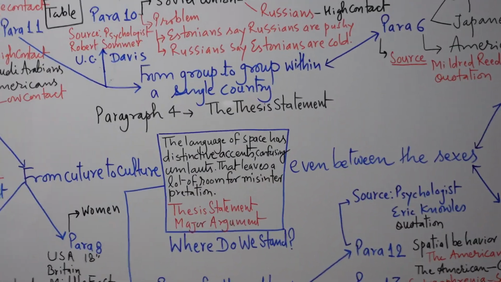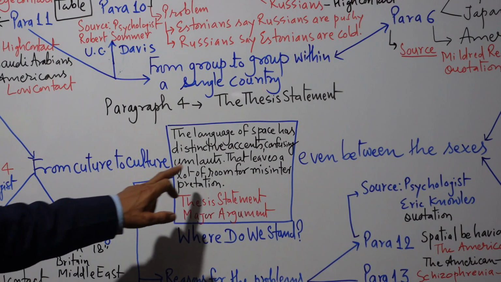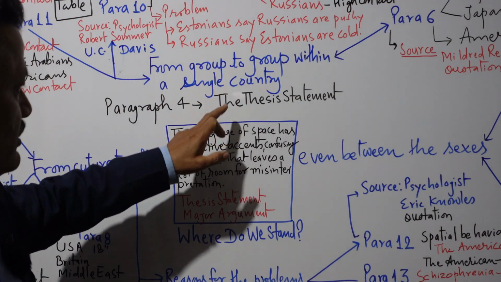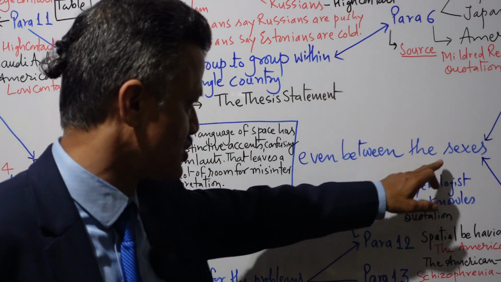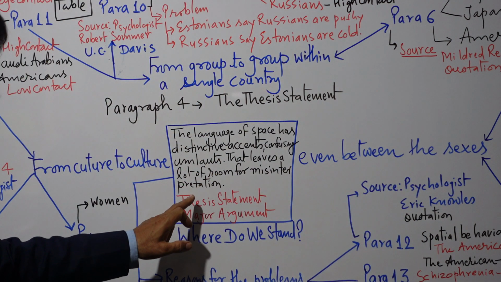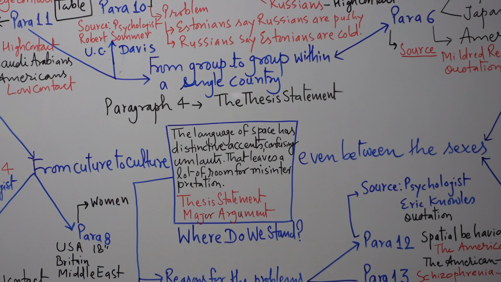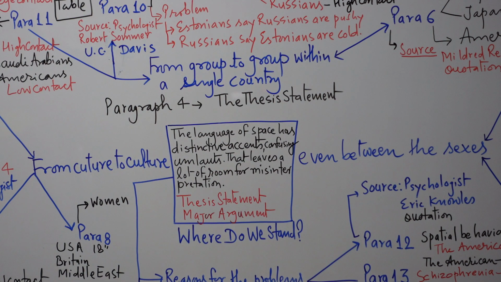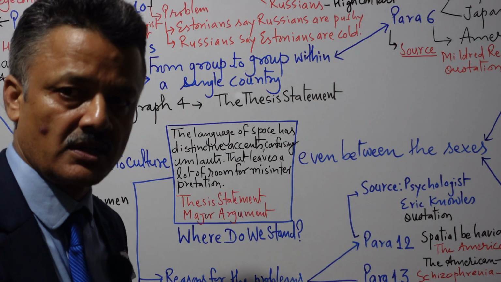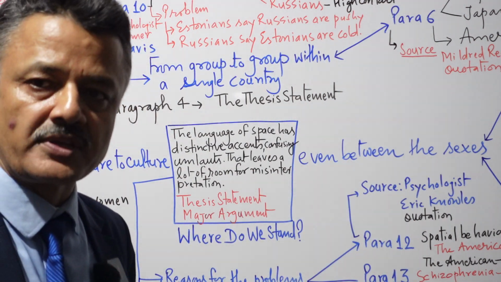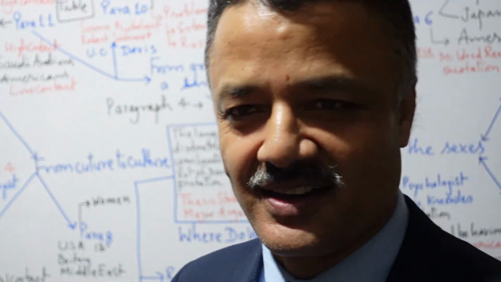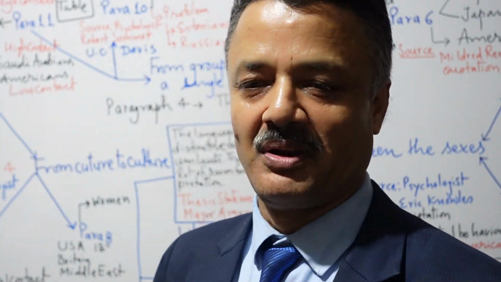For example, I show you 3 branches of the thesis: from culture to culture, branch 1; from group to group within a single country, branch 2; even within the sexes, branch 3. Its pages differs and it has room for misinterpretation. And I showed you how paragraphs 5, 6, 7, 8, 9, 10, 11 support this idea, and how from paragraph 12 onwards, Lisa Davis explores the origin or cause of these problems. So I hope that I have helped you to learn.